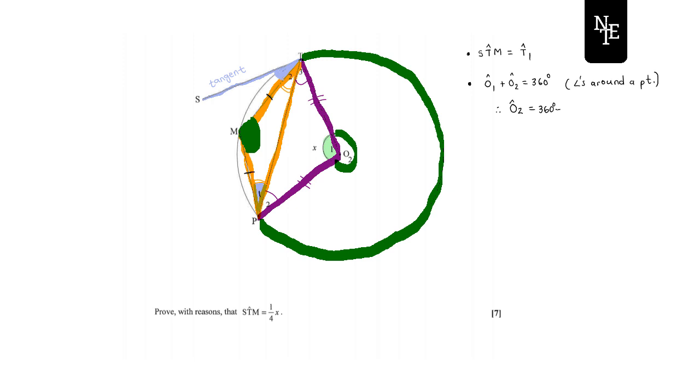Then our next statement is that angle O2, that's the angle at the center, is equal to 2 times the angle at the circumference, which in this case is angle PMT. Then we need to write our reason. The reason is angle at center is equal to 2 times angle at circumference.